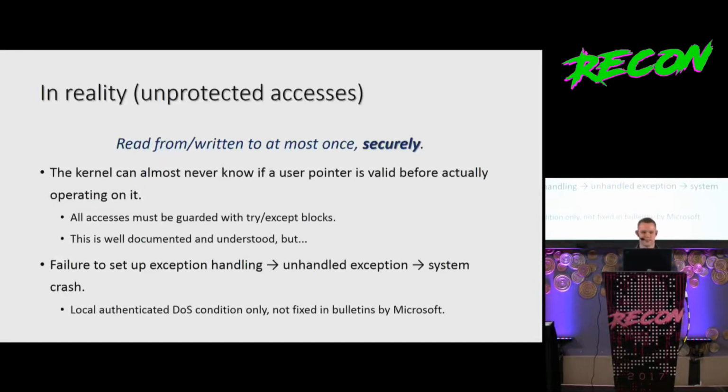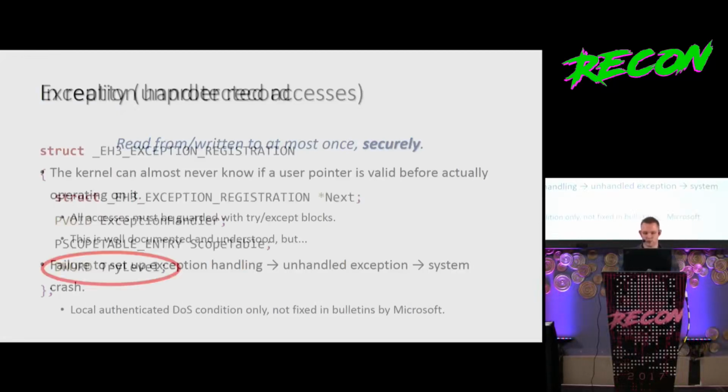For example, the kernel might try to read the data, write the data, but not in a secure way. I mean, normally it's quite obvious that any access to user mode memory should be guarded with a try except block, because the kernel never knows if the address is valid or not before it actually tries to access it. But if it doesn't do it for whatever reason, then this user mode access may lead to an unhandled exception and a system crash as a result. Which leads basically to a local authenticated DoS condition. So it's not very bad, and it's not fixed by Microsoft in bulletins.